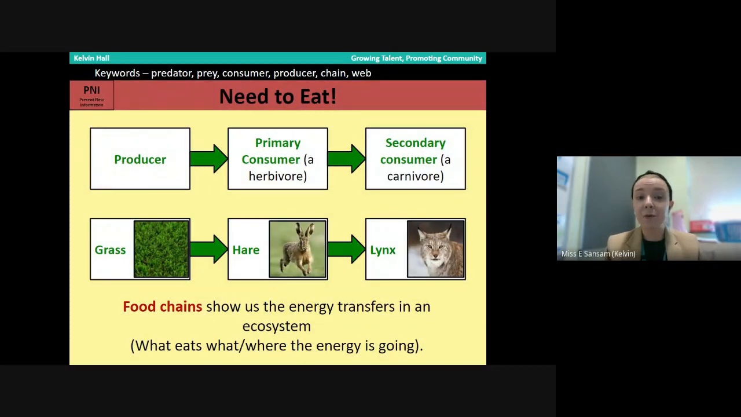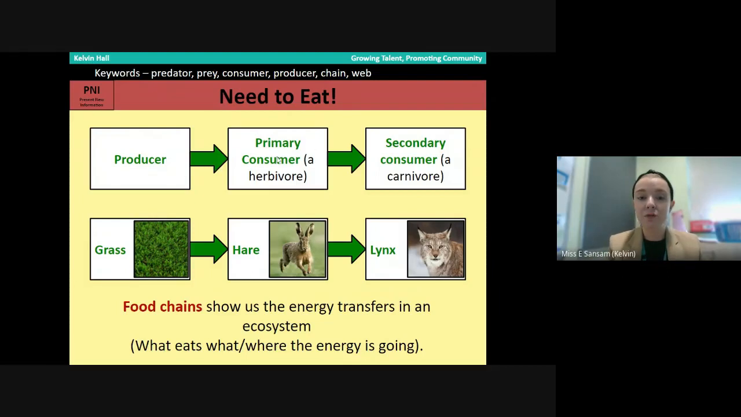Food chains then, and how we draw them and how we can interpret them. So food chains always go from left to right, and the arrows always point from left to right. They always start with what we call a producer. Now, a producer is a green plant or something similar. In my example here, my producer is grass.